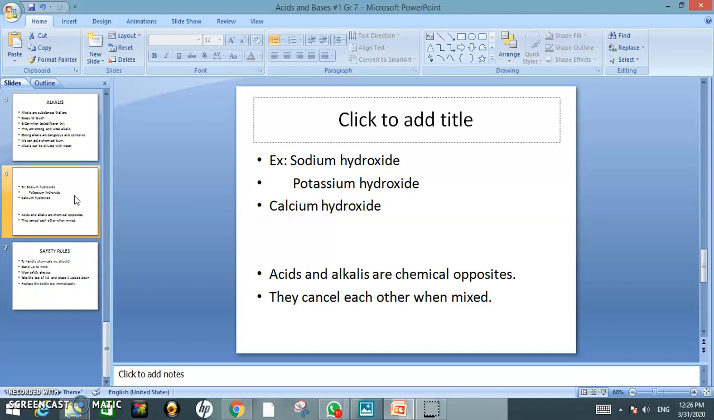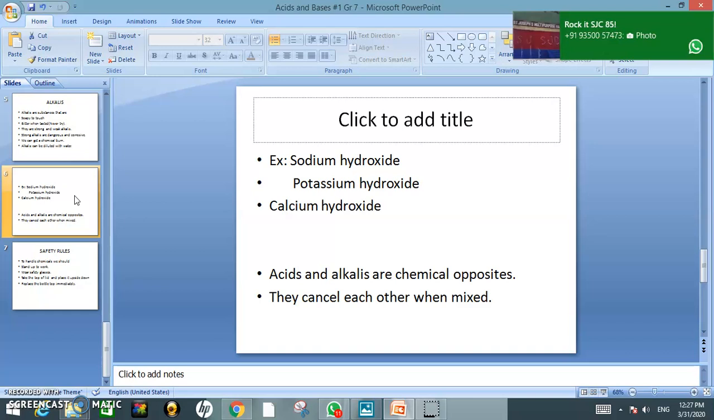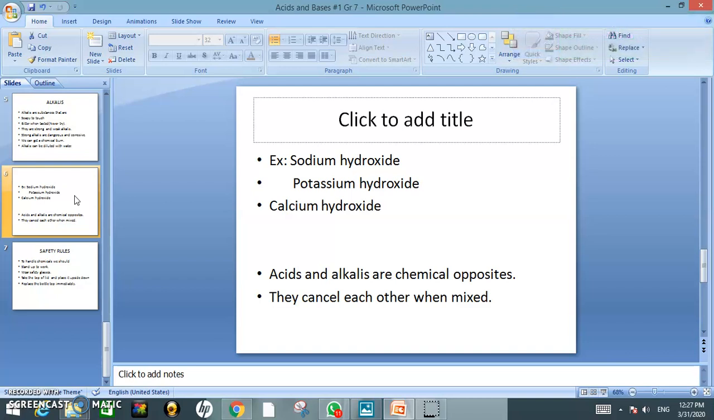Now, what are the examples of alkalis? You have sodium hydroxide. Now look at the names. I've just given 3 examples. There are many more. Sodium hydroxide. Very clear, the name says it has sodium. Sodium is Na. Hydroxide is OH. So what's the formula of sodium hydroxide?